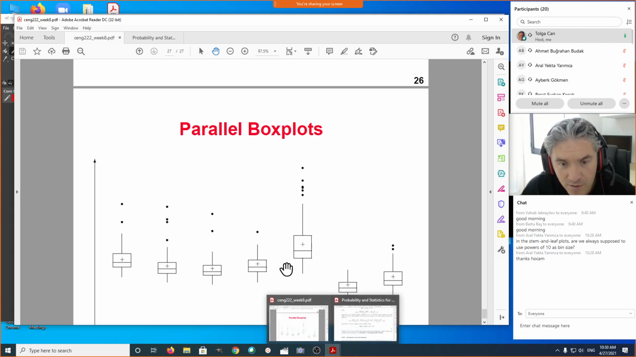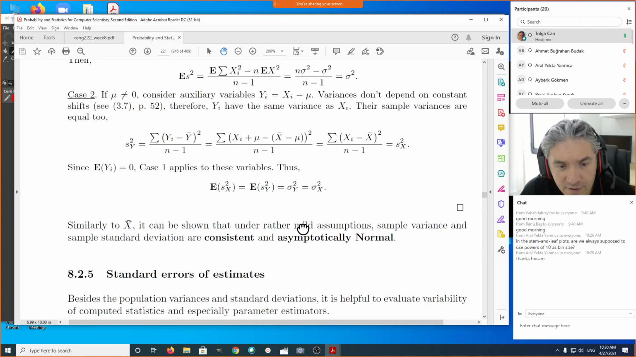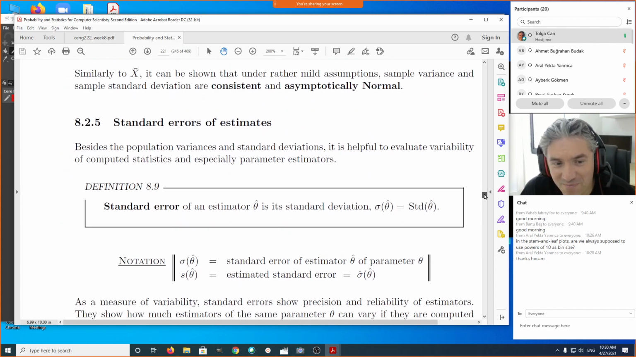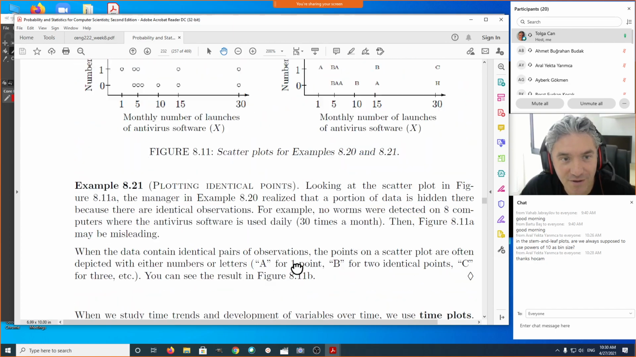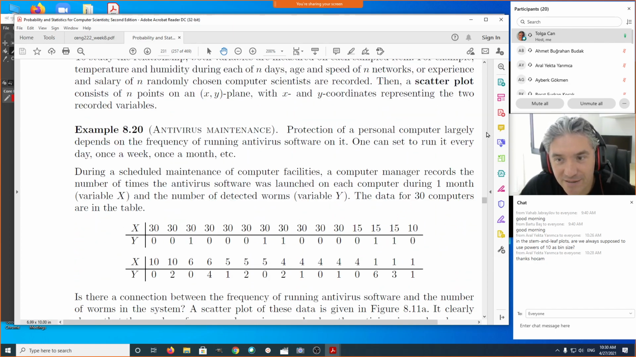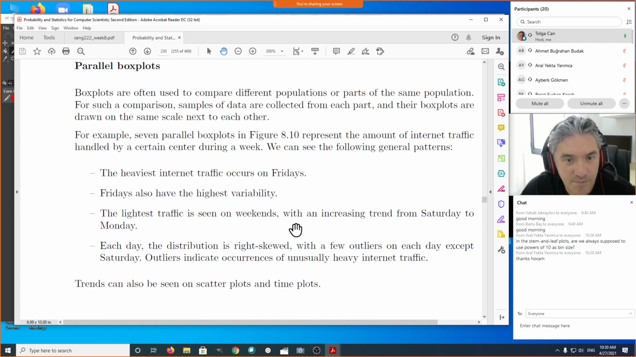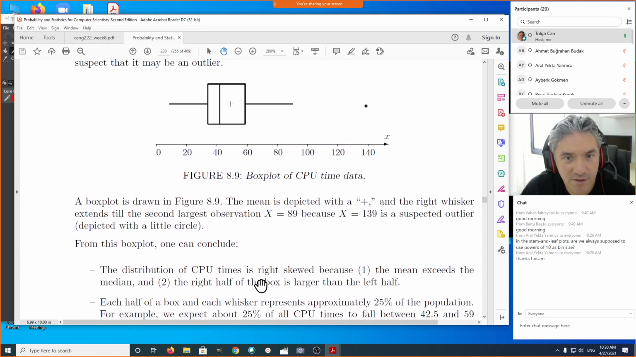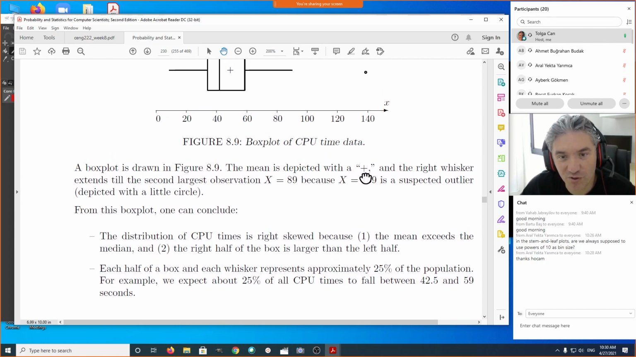Let me see whether I'm afraid that I don't want to confuse which one is the median and mean. So is the crosshair mean or the median? Let me go back to the book and confirm that. So here, parallel box plots. The mean, yeah, so I was right. So the mean is depicted with a crosshair.